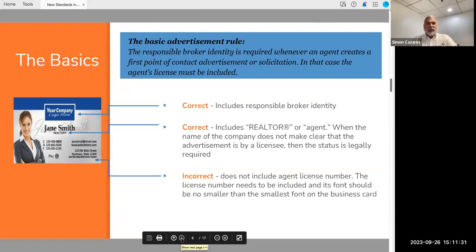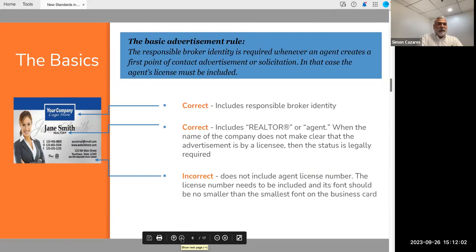For example, how many times have you seen name badges? I'm looking at one right now. It may not have his license number, but it tells me that he is a KW agent, a Keller Williams agent. That complies with his duties as a licensee to comply with the Department of Real Estate and the California Association of Realtors. So here's an example of a business card.